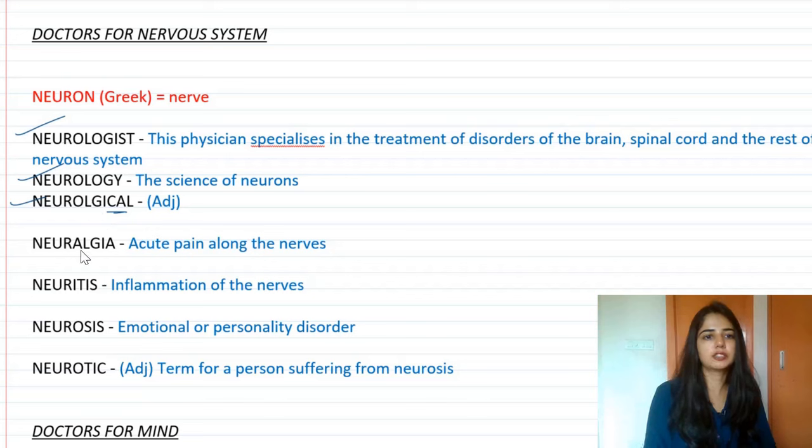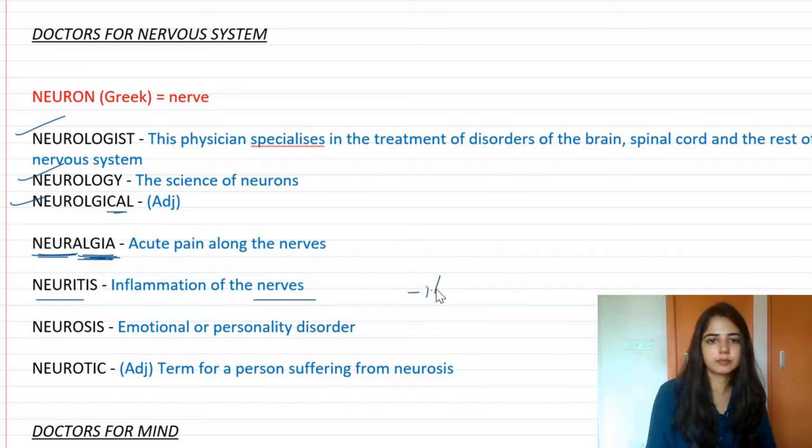Right? Now neuralgia. Acute pain along the nerves, algia. Okay, neuro plus algia. Algia mostly refers to pain. So acute pain along the nerves is neuralgia. Neuritis. See, earlier we also studied dermatitis, right, which was inflammation of the skin. So now neuritis is inflammation of the nerves. This itis means some irritation or allergy or inflammation. Okay, so neuritis is inflammation of the nerves.